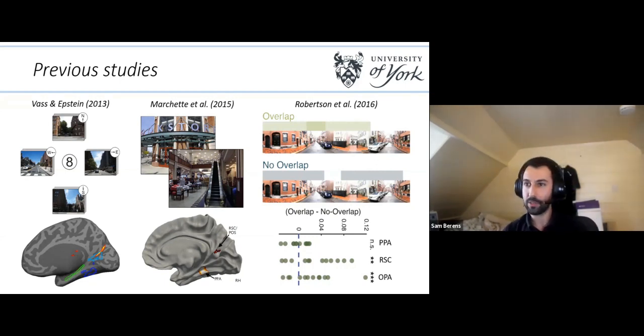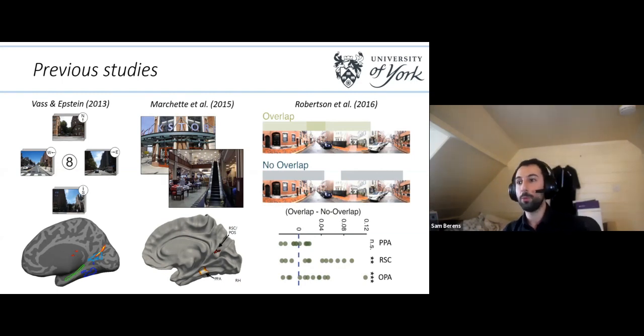But there are a couple of open questions. So firstly, there's some ambiguity as to whether these representations are truly allocentric, or whether they're truly spatial in nature, I should say. Because in all of these cases, participants knew the locations fairly well. In the Robertson et al. study, participants had been extensively trained on these panoramas before scanning. And in these other two studies, the participants were personally familiar with these locations. So they were university students and the images were taken on a university campus that they studied at.